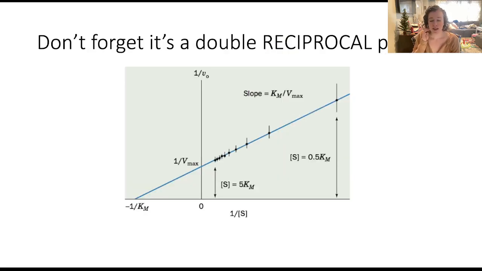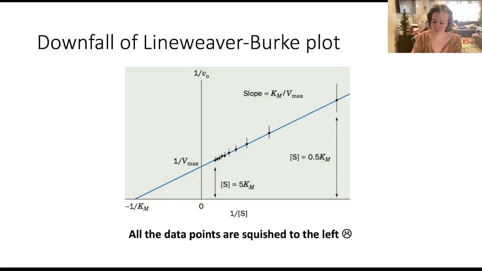Now, I want us to keep in mind it is a double reciprocal plot, right, folks? And I know that thinking about fractions is challenging, but basically we need to keep in mind that things are kind of opposite, right? If 1 over Vmax is large, that means Vmax is small. If 1 over Km is small, that means Km is large. So we'll just keep that in our minds.